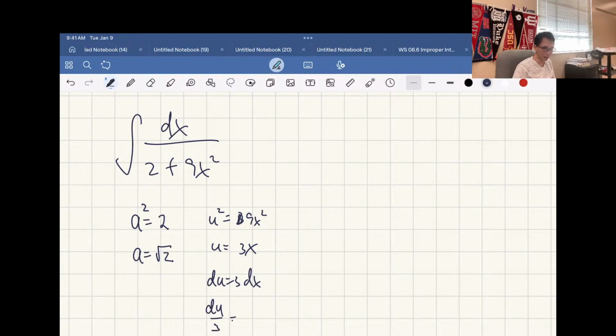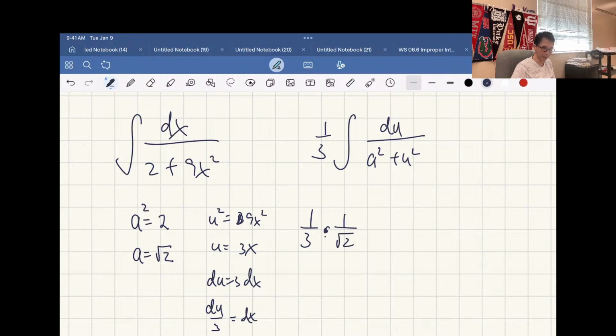Du over 3 equal to dx. So therefore, this is du, right? And this is 1 over 3, and this is a squared plus u squared. So there's 1 over 3 in the front. So now 1 over 3 times 1 over a. 1 over a is going to be root 2. It's going to be arctan of 3x over root 2, plus c. So if you get this, this is the right answer.